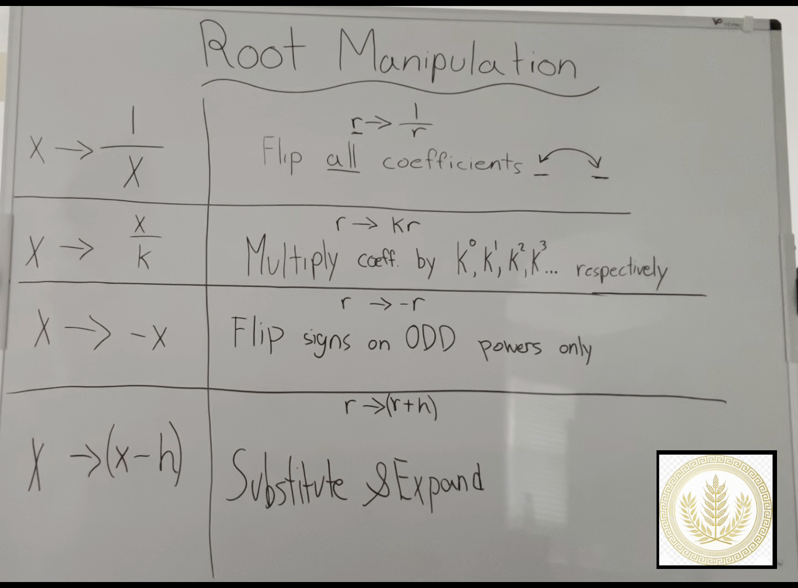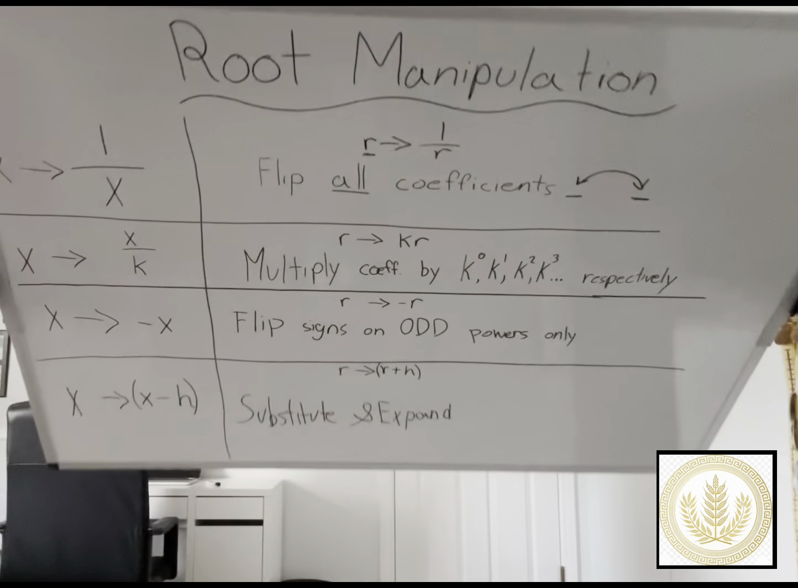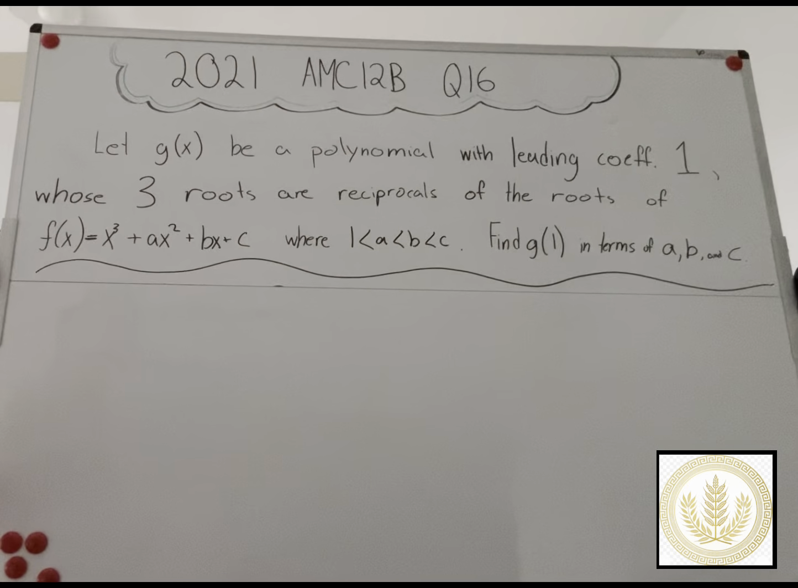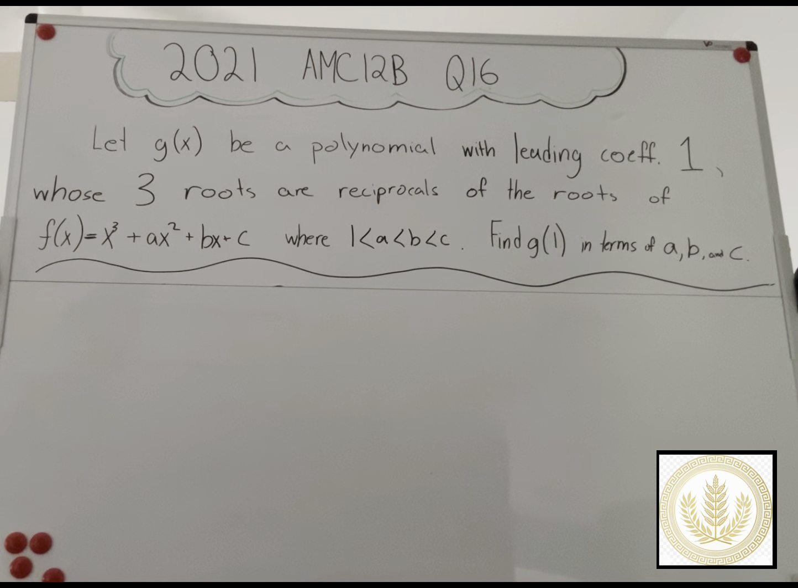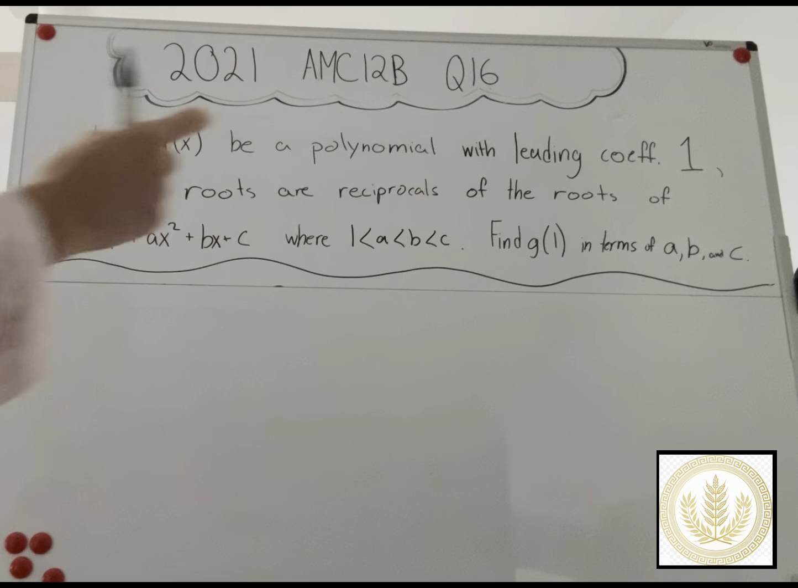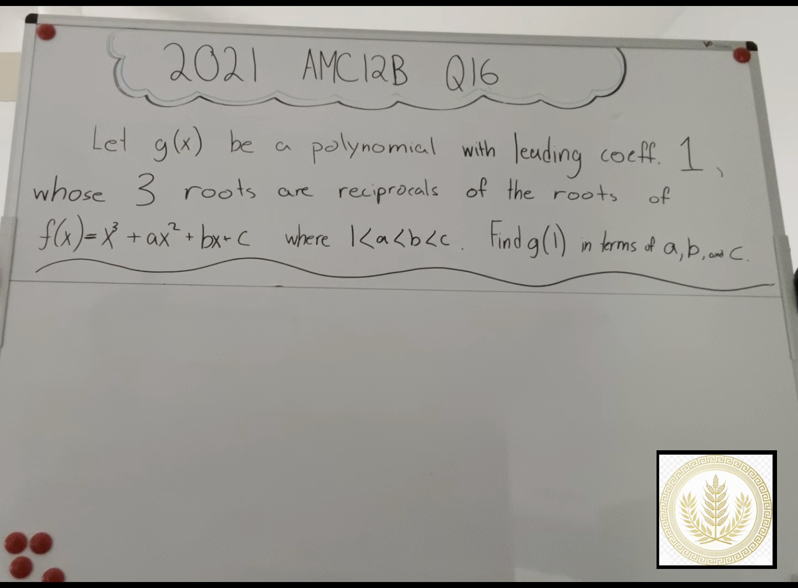Let's take a look at how this can help us on the 2021 AMC 12 question 16. So it's telling us that g of x is a polynomial with a leading coefficient of 1 whose three roots are reciprocals of the roots of this equation, where 1 is less than a, is less than b, is less than c. So we want to find g of 1 in terms of a, b, and c.